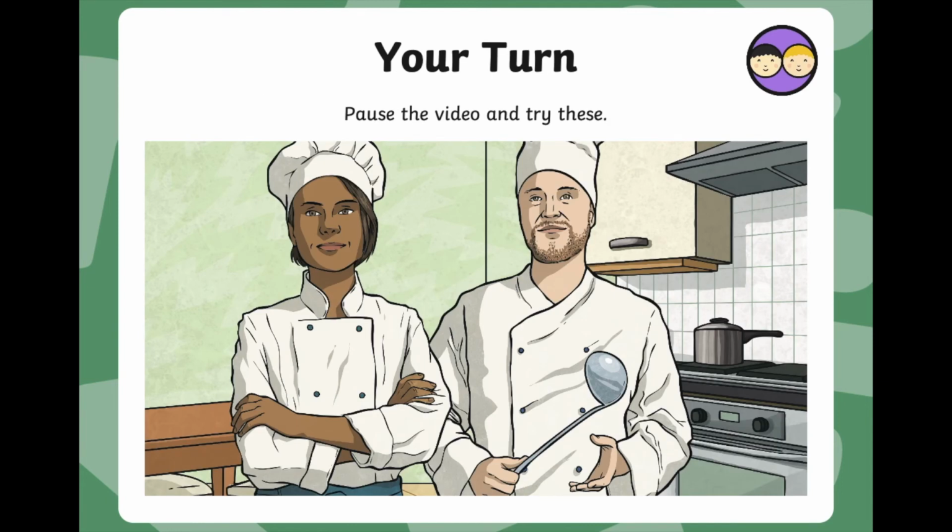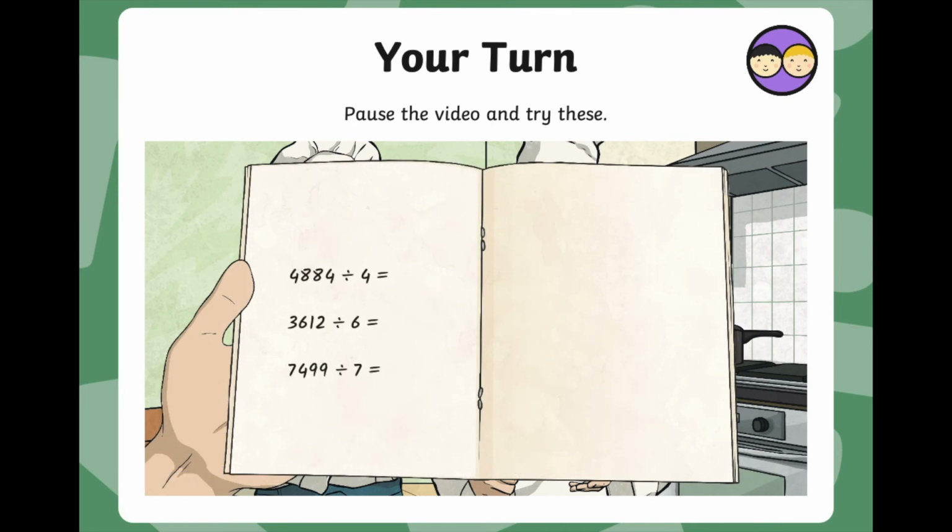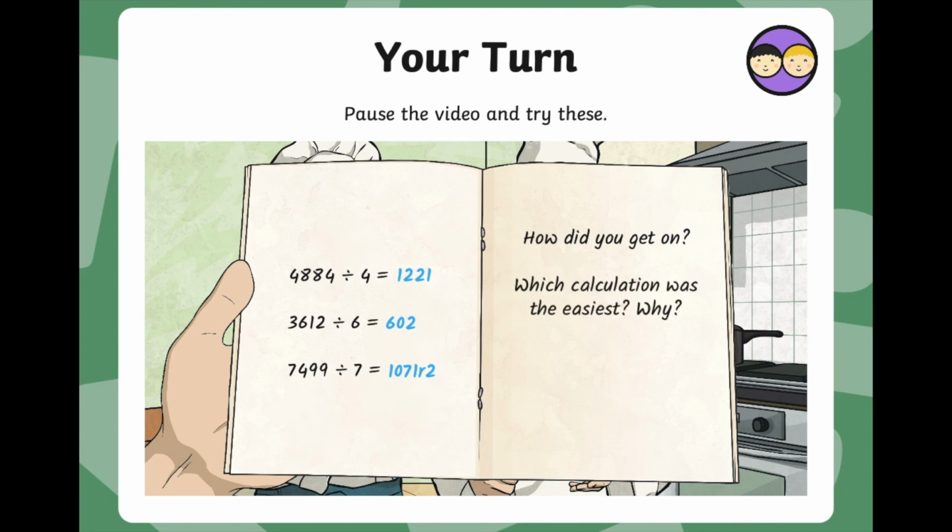Your turn. I'd like you to pause the video and have a go at these calculations. How did you get on? Let's have a look at the answers. 4,884 divided by 4 equals 1,221. 3,612 divided by 6 equals 602. 7,499 divided by 7 equals 1,071, remainder 2. Well done if you got all those correct. Think about which calculation was the easiest and why, and which was the most difficult and why.